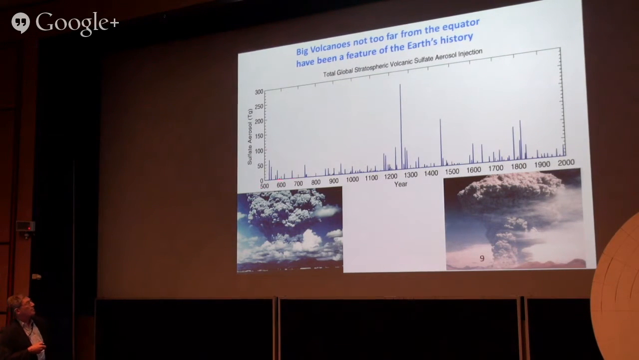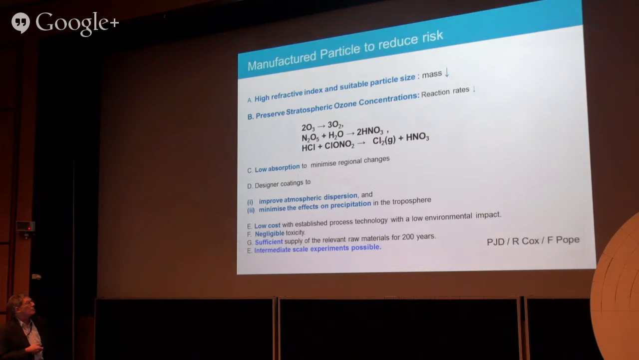I thought it was worthwhile just reminding people that these big volcanic explosions, and we need big ones to function in the stratosphere, happen fairly frequently on a 1,000 to 1,500 year basis. Pinatubo is here. These are millions of tons of sulfur put up into the atmosphere. Pinatubo was relatively small compared with some of these events, which were deduced by ice sheet measurements of sulfur.